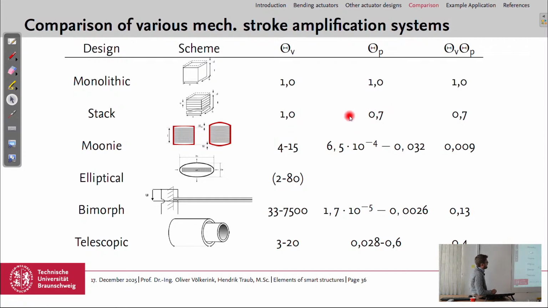It has a force reduction. I think it is due to the interlayers you have. So you have to have adhesives in between, and the electrodes and so on. And therefore the blocking force is lower than compared to a monolithic with the same outer dimensions.